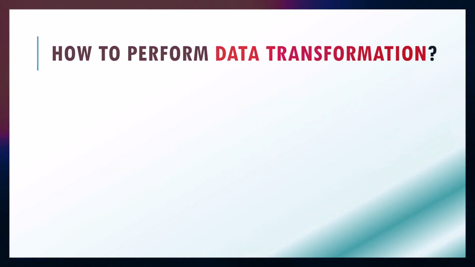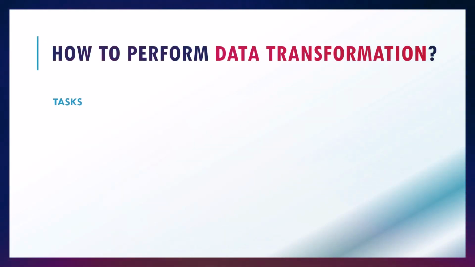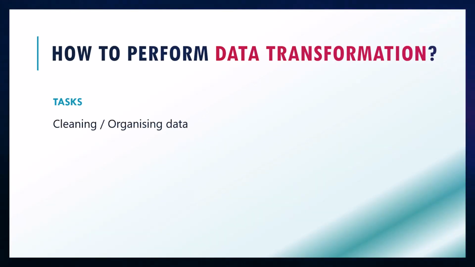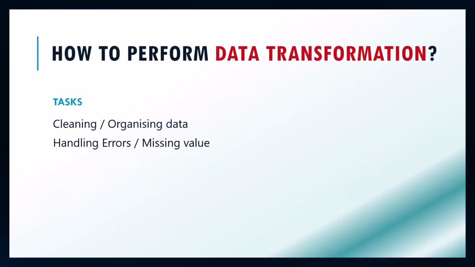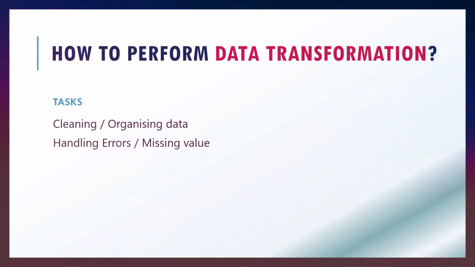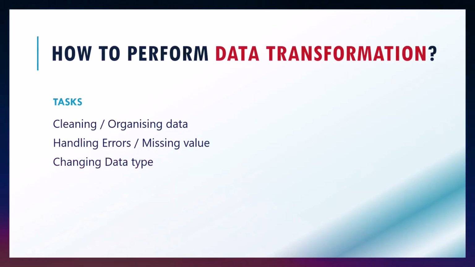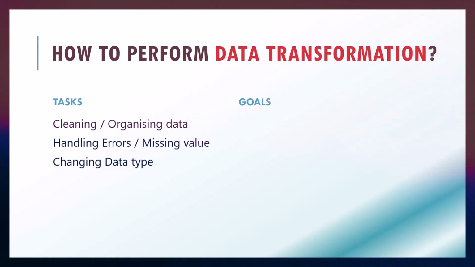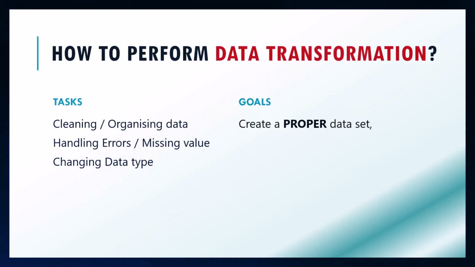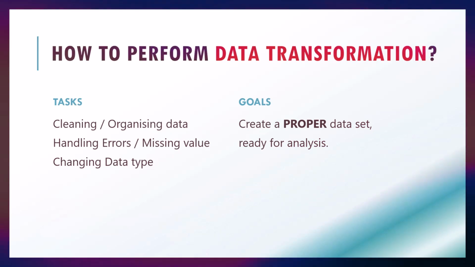So, how do we perform data transformation? It involves tasks like cleaning and organizing data so it becomes structured and consistent, handling errors and missing values, and last but not least, changing the data type. No matter what you do, the end goal is always to create a proper data set for analysis.